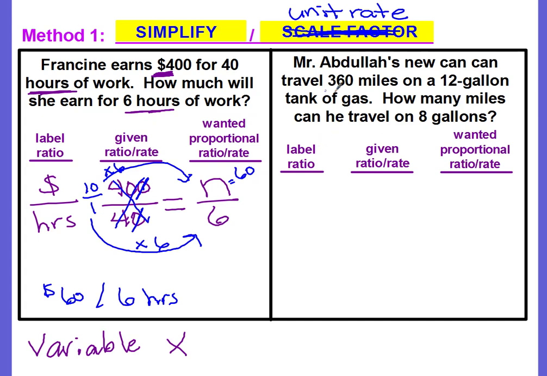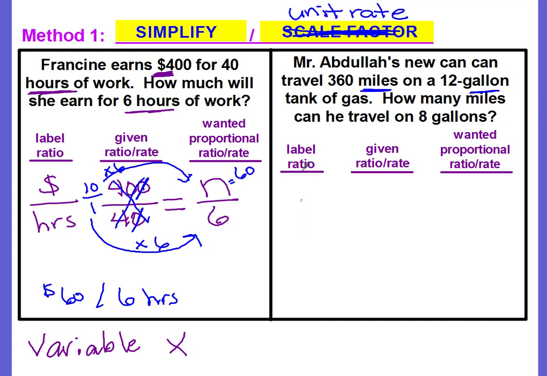Okay, the next one. Mr. Abdullah's new car, that should say car, can travel 360 miles on a 12-gallon tank of gas. How many miles can you travel on 8 gallons? What are we comparing? We're comparing miles to gallons of gas.